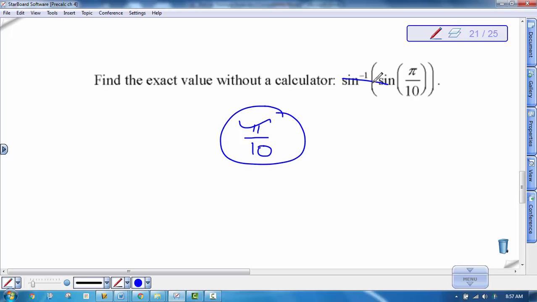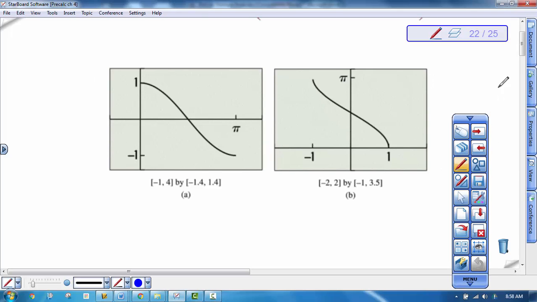Now, the only time this is going to be tricky is when I give you a value that messes with the domain in any way of the inverse sine function. We do have one of those in the homework, and we'll talk about that when we get to it. Okay, next is arc cosine.